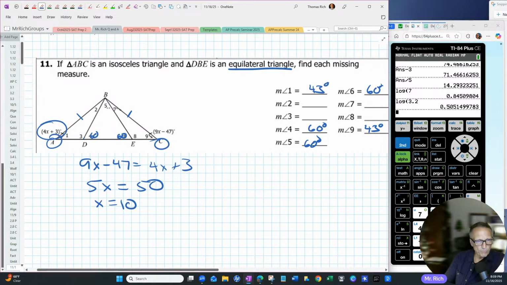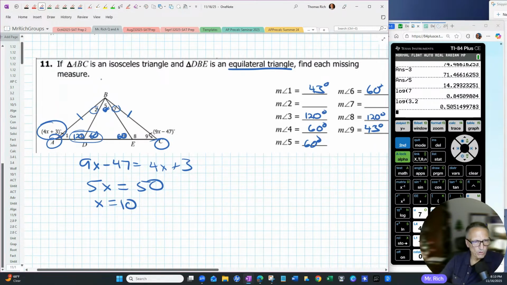Because if those 3 are all 60, then that would mean that angle 3 is 120, because that's a linear pair. And linear pairs have to add to 180. So we get this right here. Angle 3 would be 120. Angle 8 would be 120. And then the only ones that we don't know are 2 and 7.